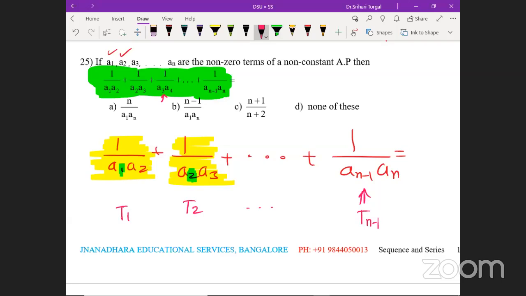Okay. Now just write the n minus 1 number of terms. The number of terms you are taking, you have to write in the numerator. Now, n minus 1. Now you have to multiply these two. That's it.